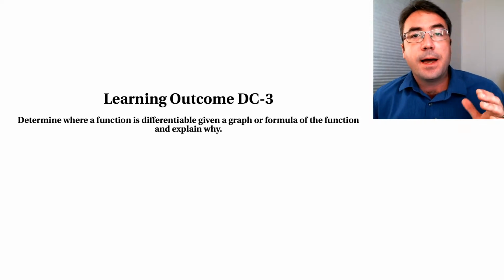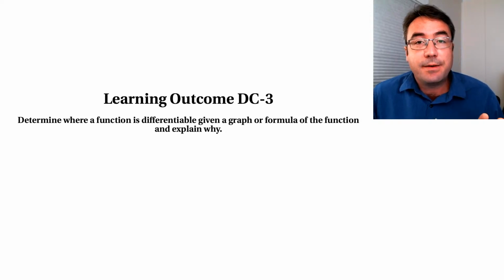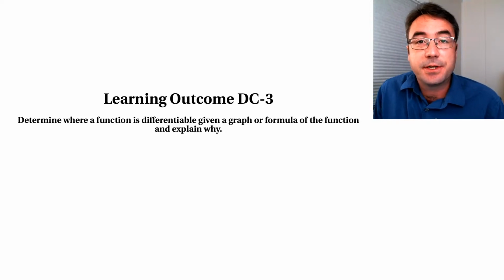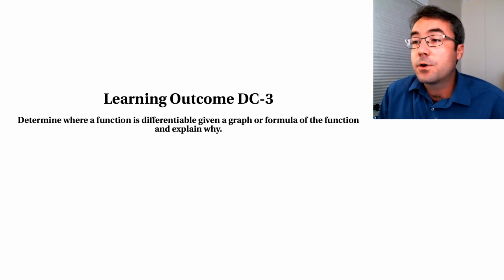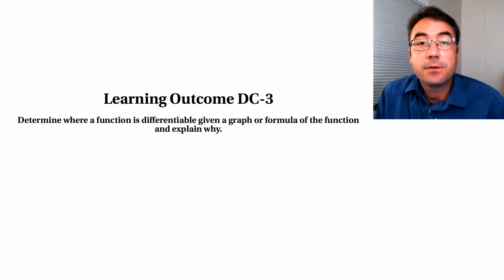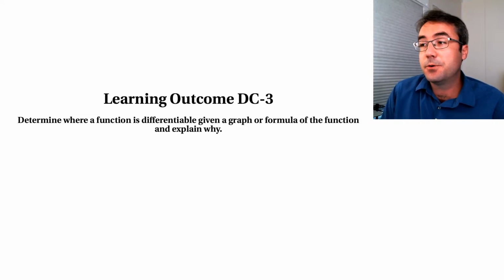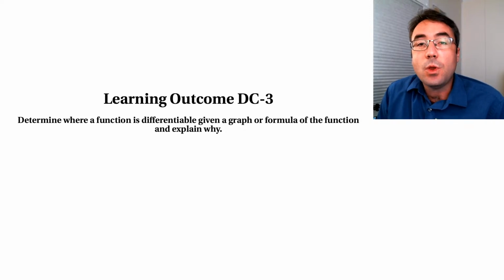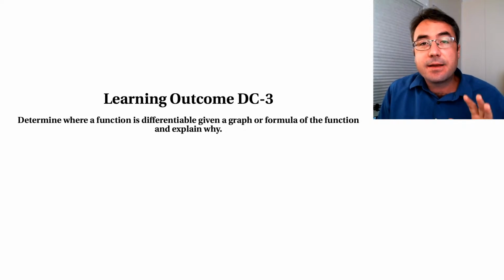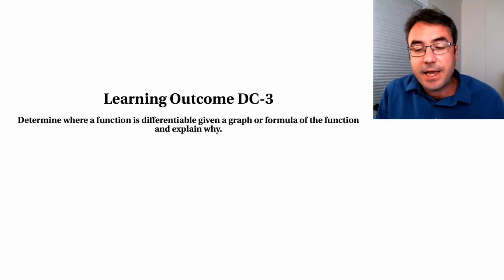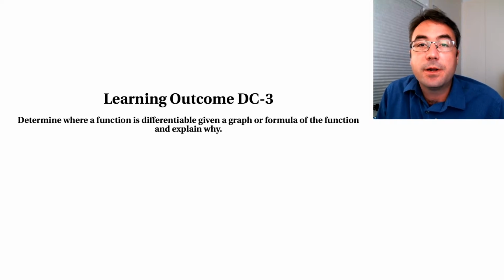All right, so keep a lookout for that after lecture today. You'll be able to see your graded exam on Gradescope. For today, we're going to be looking at learning outcome DC3 and learning outcome DC4. So for this one, we're going to just be investigating a little bit more about what derivatives actually are, so what they're measuring. So in this learning outcome, we're going to be able to determine where a function is differentiable given either the graph of the function or just a formula, and be able to explain why.